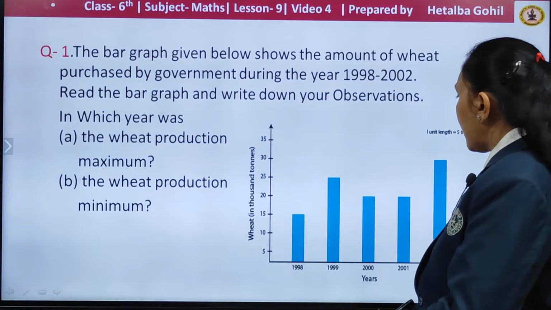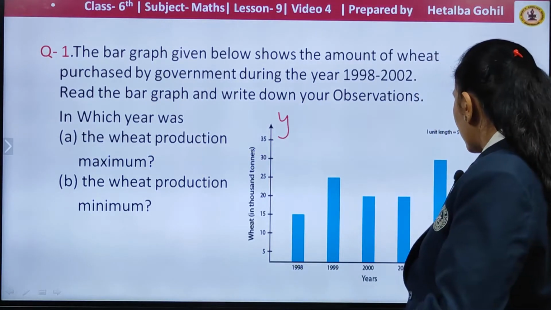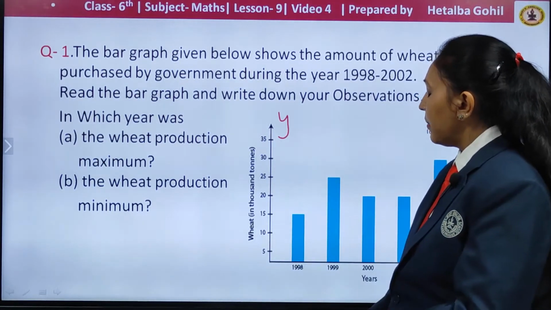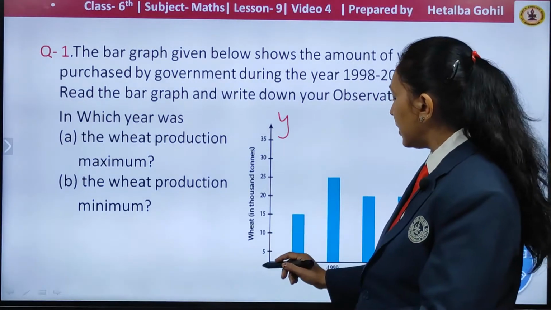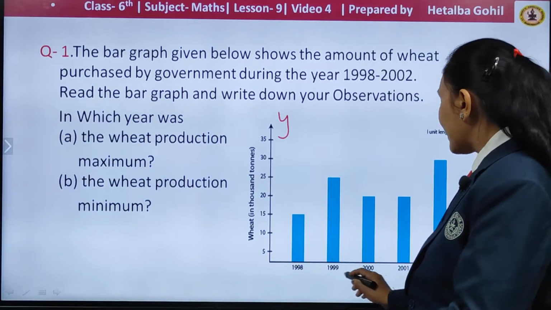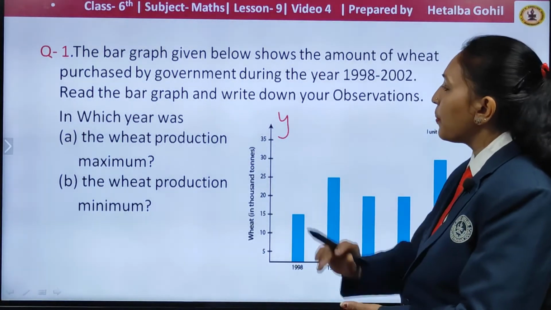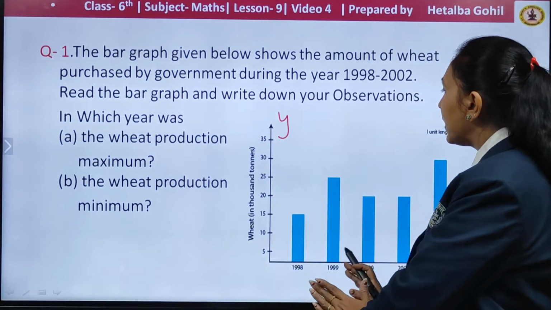So here in the given graph you can see, this is the y-axis, children, and this is the x-axis. On the y-axis the wheat is given in tons, the weight of what is produced there, and on the x-axis the years are marked. In which year how much the production was, we can read from this given graph.